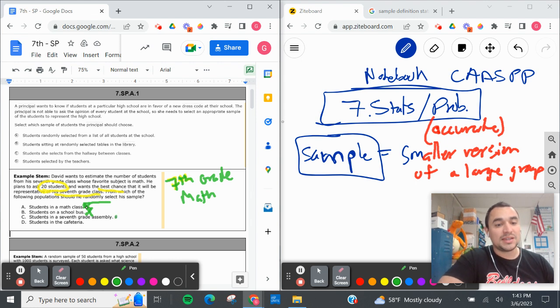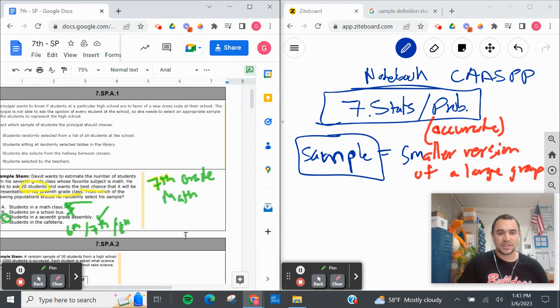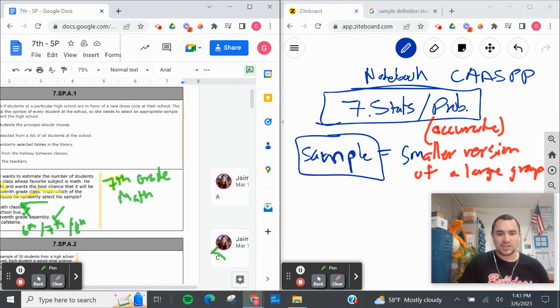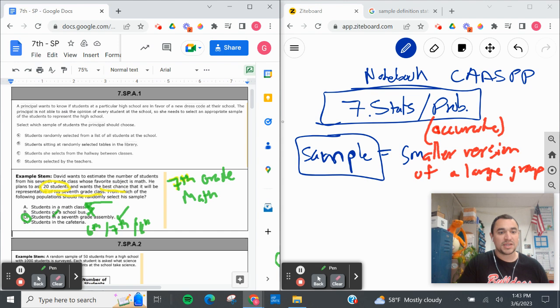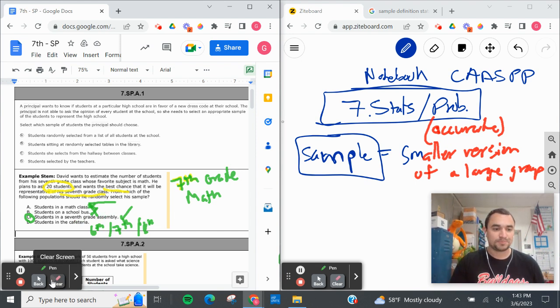Students in a 7th grade assembly, I think that one might be good because they're all students, all 7th grade, in an assembly that you can choose from. Students in the cafeteria? Well, this could be 6th graders, 7th graders, and 8th graders. So my best guess is going to be C. That's going to be including everyone in this situation. C is the correct answer for this one because it's all 7th grade, it's everybody, and it's random. Now, yes, maybe some people are absent, but it's not as specific as the other ones.